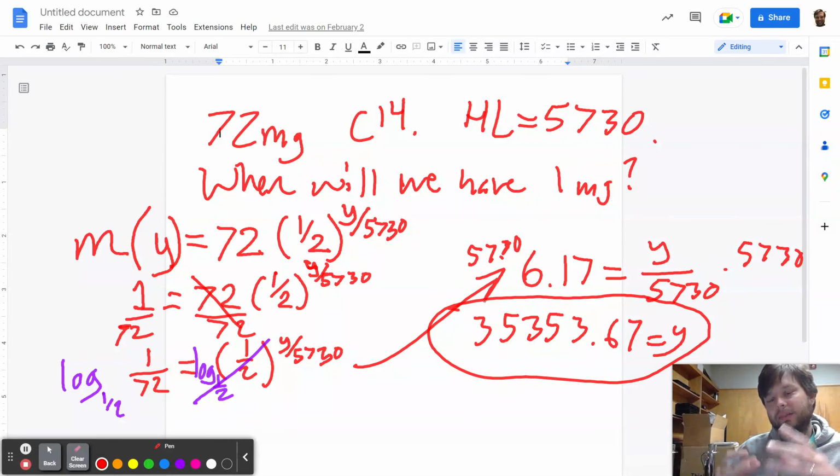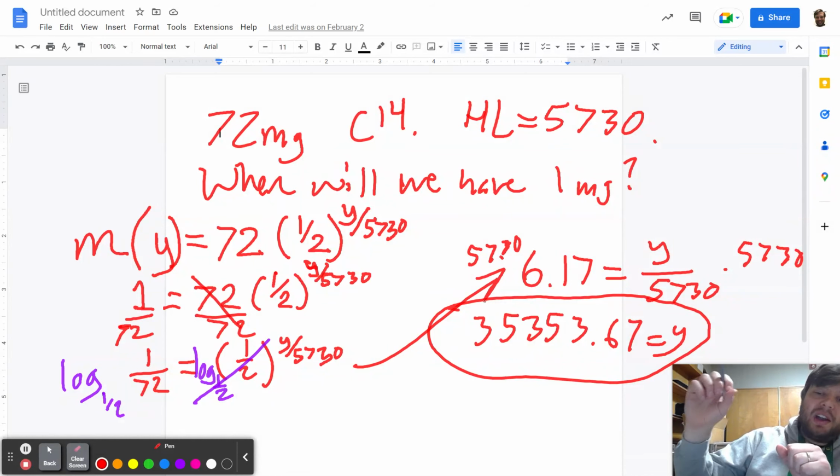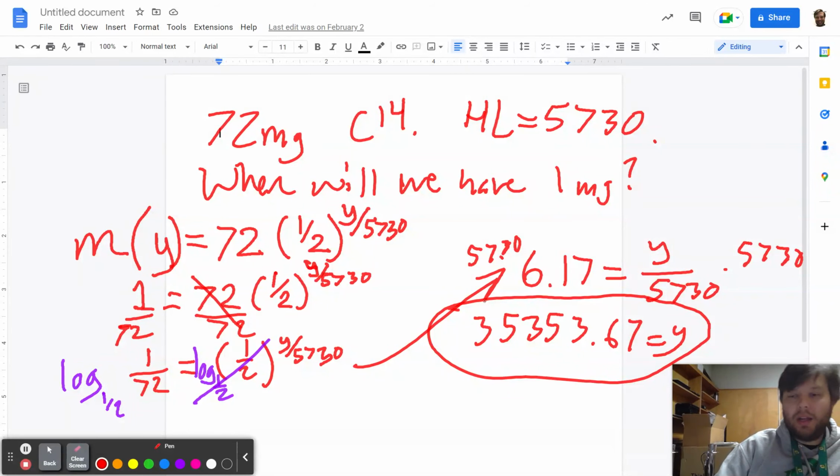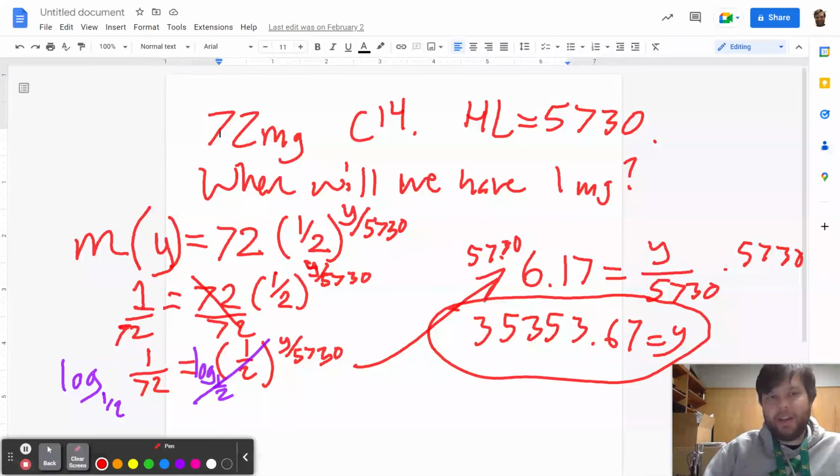A logarithm lets you cancel the base of an exponential problem. So if you have an unknown exponent, a logarithm will help you solve that equation. Thanks for watching. Again, comment if there's anything that's confusing or if there's anything else I should go over.